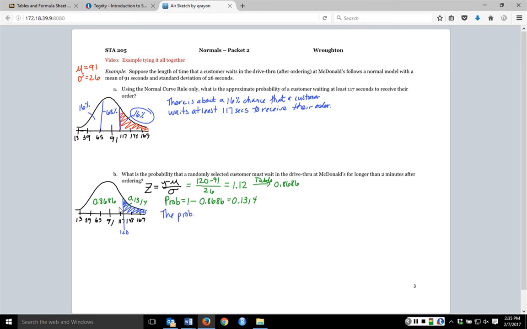So then we can say the probability that a randomly selected customer waits at least 2 minutes is our answer we just found of 0.1314 or 13.14%.